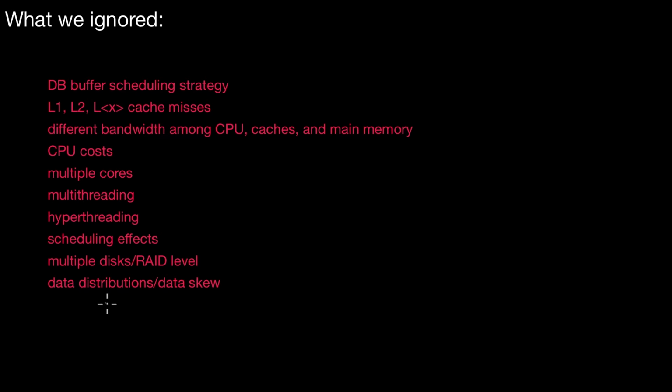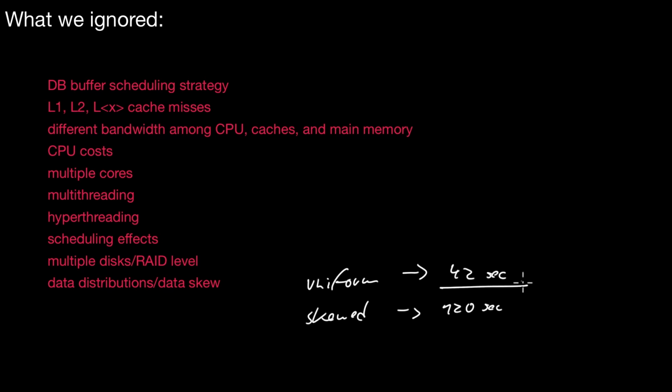Typically, for a uniform distribution, if you just measure it end to end, maybe you get 42 seconds. If you have a skewed distribution, then maybe you measure 120 seconds. That's a huge difference. So just saying that your algorithm runs 42 seconds is maybe not the correct way of saying it, because then you assume that the data distribution is uniform. Those distributions have a huge impact on the overall performance.